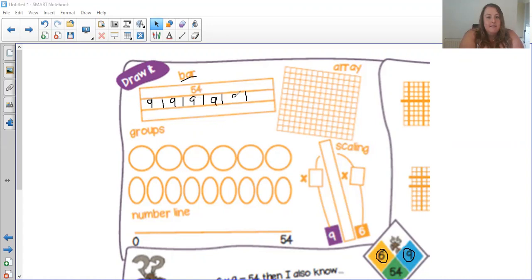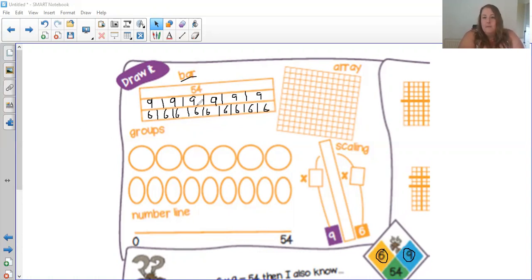Oops, see, there's my writing, it's gone already. And then in the second part of my bar model, I would have 9 equal boxes. 1, 2, 3, 4, 5, 6, 7, 8, 9, I think. Let's just check. 1, 2, 3, 4, 5, 6, 7, 8, 9. And in each of those boxes, I would have a 6. Simple enough, and we use this method quite a lot, so you should be pretty good at doing these.